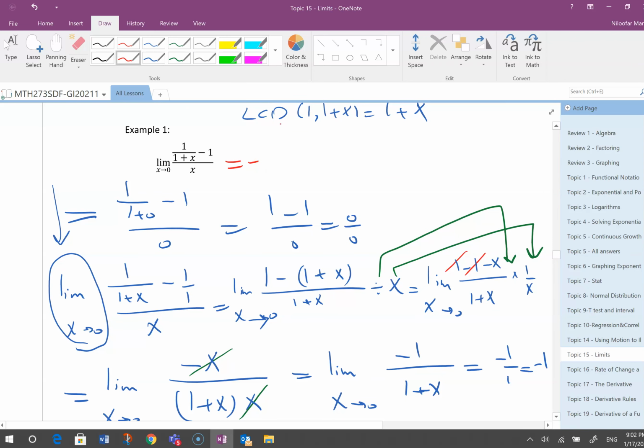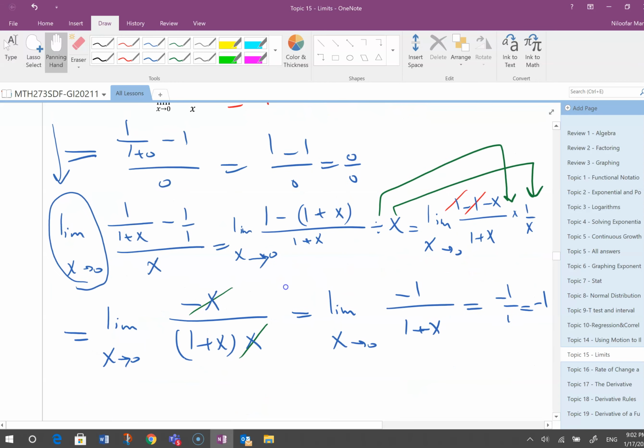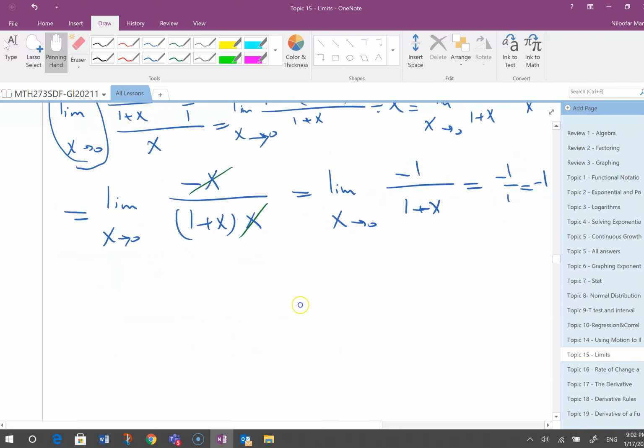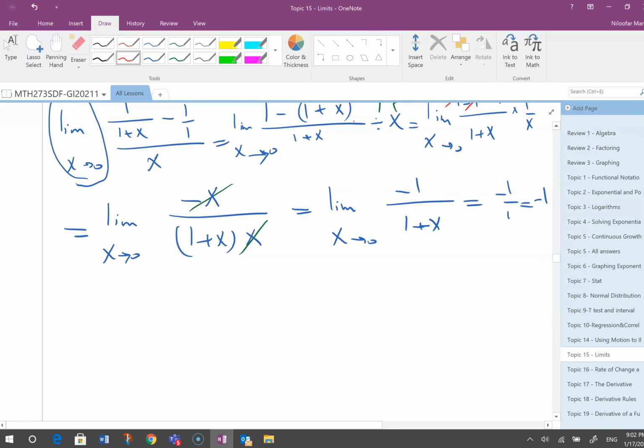So first I substitute, and then I see I can find the least common denominator, simplify it, change division to multiplication, and then cancel x and x, and then you can find the answer by substitution, because the problem is removed. The problem is x over x, which makes it 0 over 0, and it's removed.